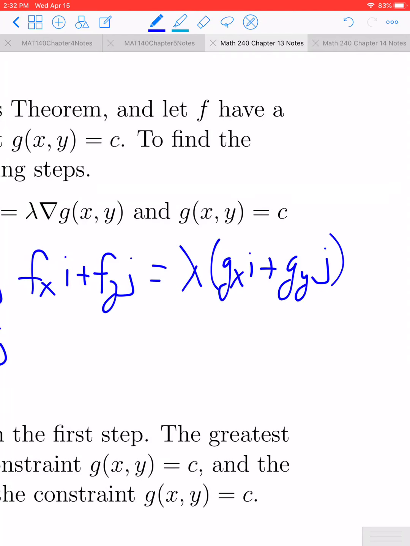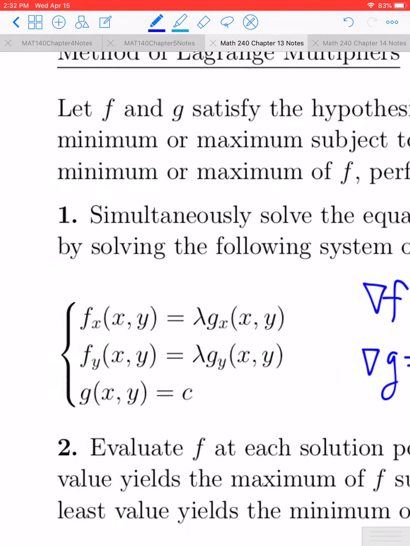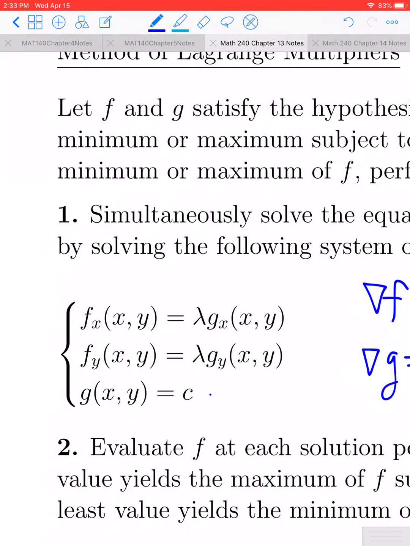If you distribute and set component functions equal to each other, that says that fx, the partial of f with respect to x, is going to be equal to lambda times the partial of g with respect to x. And comparing the j components, the j component would be fy for the left-hand side, and the j component for the right-hand side would be lambda times gy once you distribute the lambda through. So that's where those conditions are coming from. And this last one is just the level curve condition. We're thinking of g of x comma y as a constant.